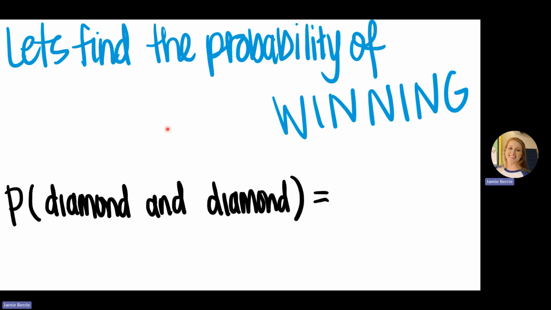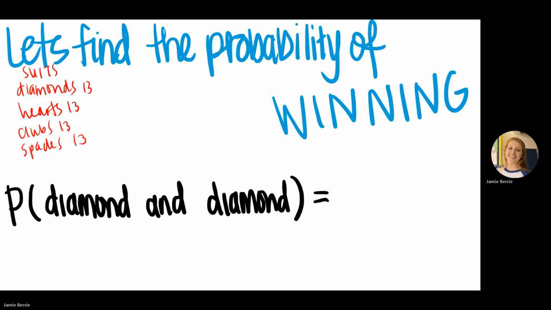If you don't know anything about playing cards, which I think we did talk about a little bit, there are diamonds, hearts, clubs, and spades. There are 13 of each of these suits, is what those are called, the suits. All right, so there are 13 diamonds in a deck. So we have a 13 out of 52 chance of drawing a diamond the first time.